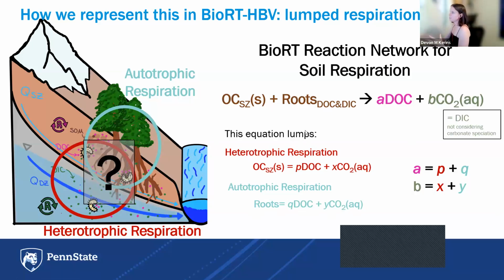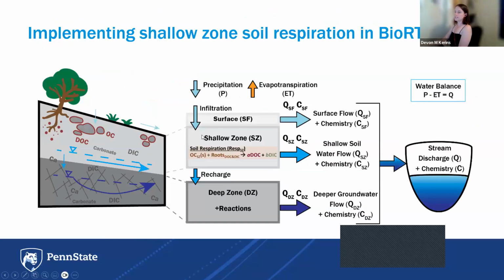In terms of this reaction, we're really considering the lumped processes that produce the dissolved carbon constituents. And we will equate the amount of CO2 to be dissolved and speciated until it forms, and just consider this as DIC, and not consider the carbonate speciation explicitly. And so when we want to implement shallow soil respiration, we'll implement it within this shallow soil zone within our model overall.